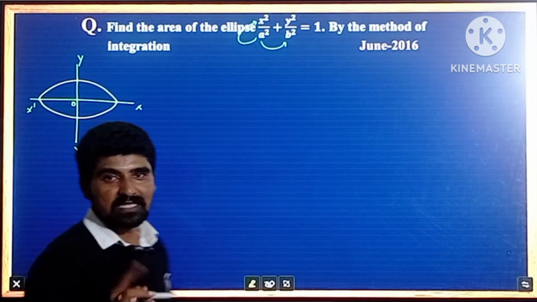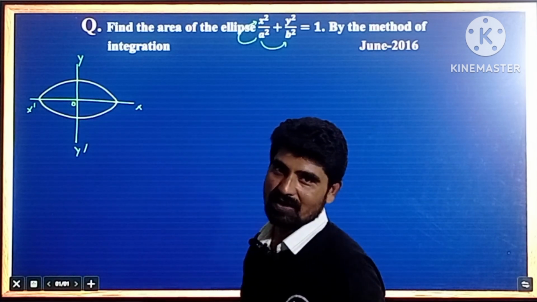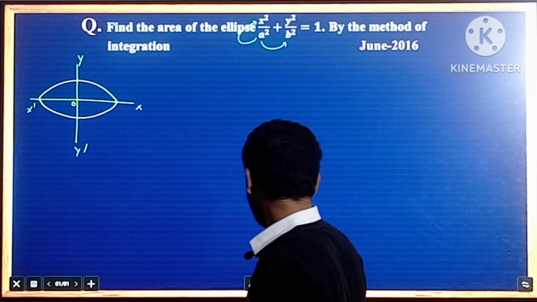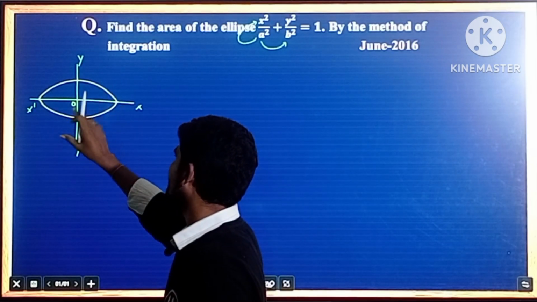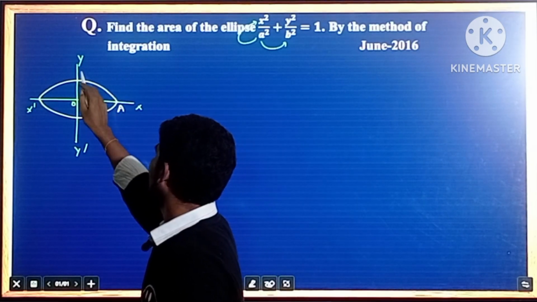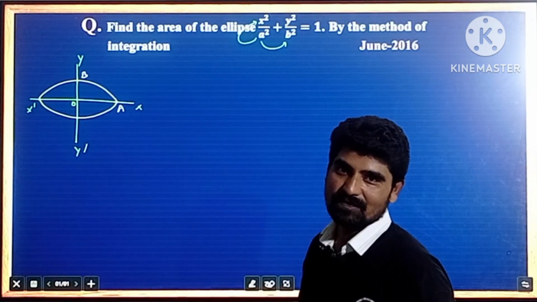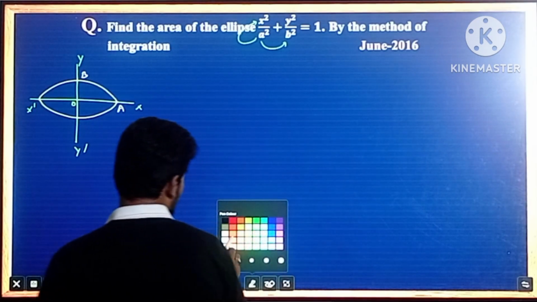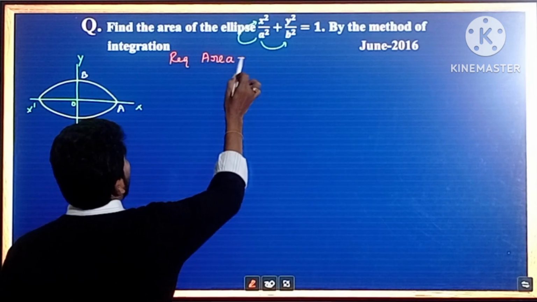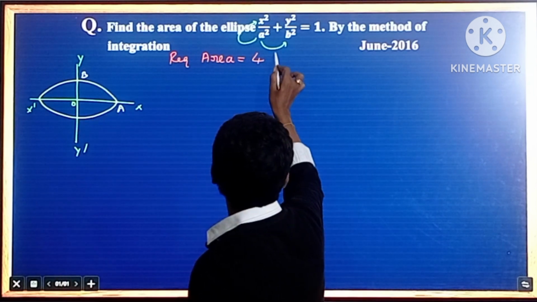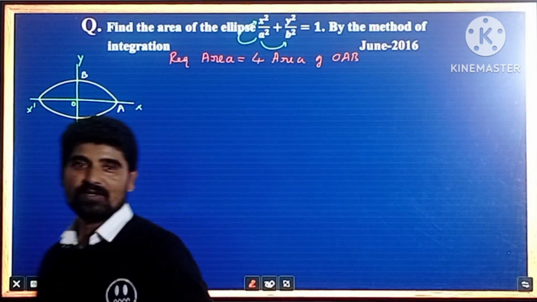And we know that ellipse is a symmetrical figure. It means equal area is distributed in first, second, third and fourth quadrant. So therefore, to find the entire area of this ellipse, I just find the area in the first quadrant. Let's say it is OAB. And this area OAB is multiplied by 4. It is equal to what? Entire area of the ellipse. I hope all of you understood. So here the required area is 4 times of area of the ellipse in the first quadrant. That is what? Area of OAB. I hope all of you understood.